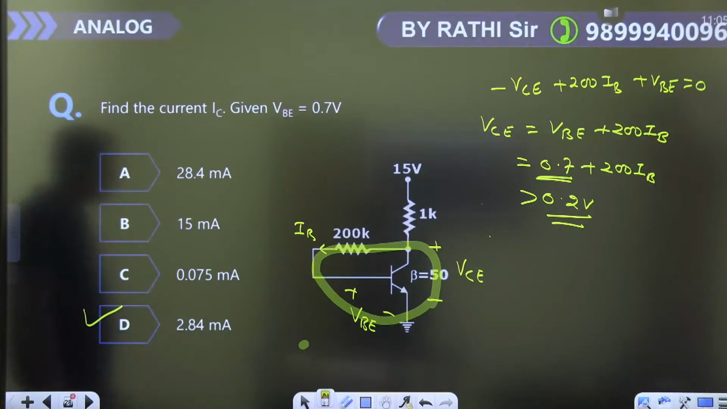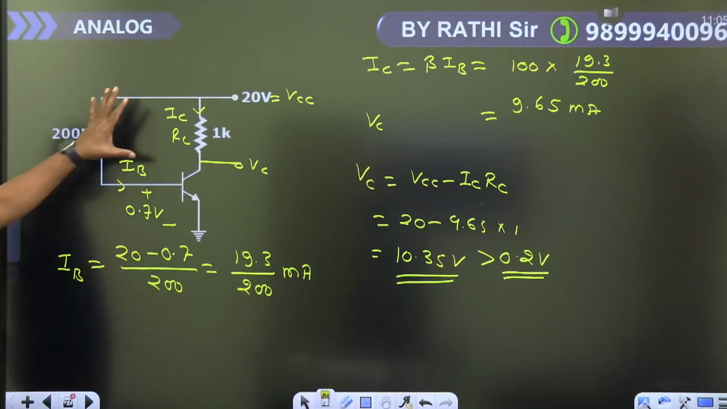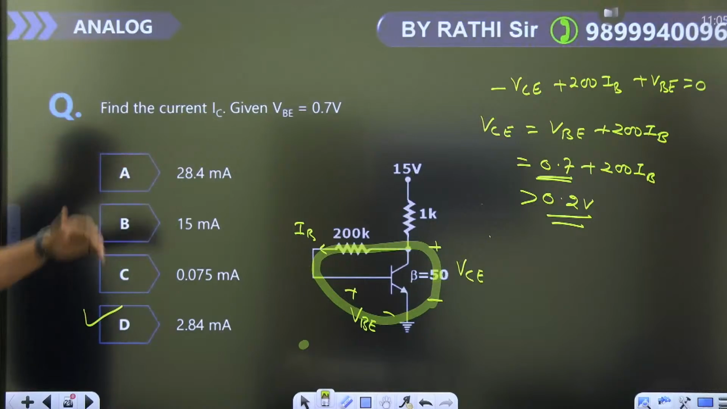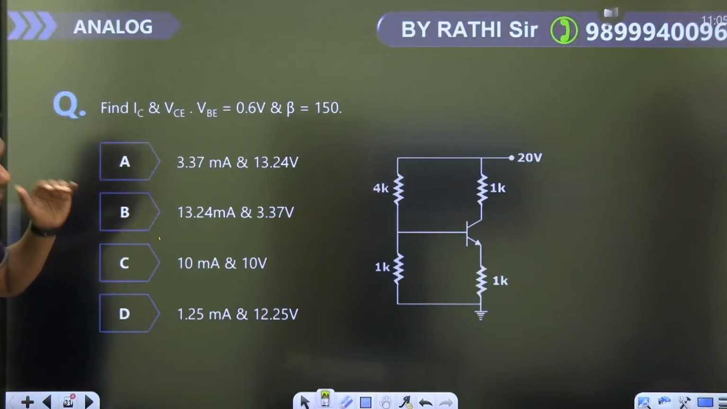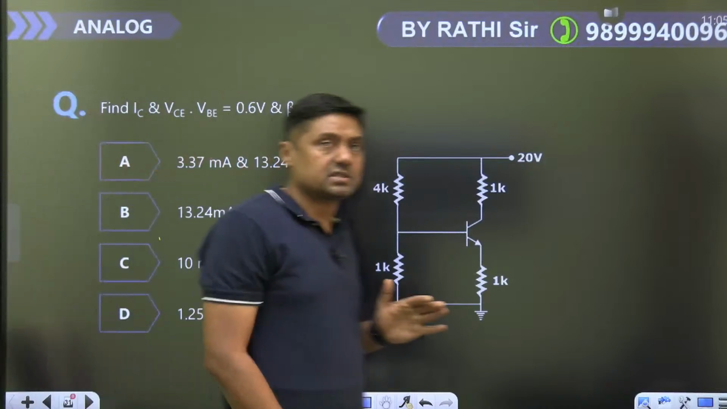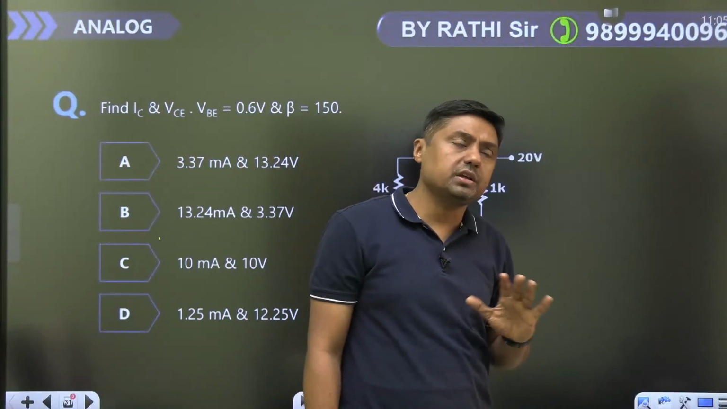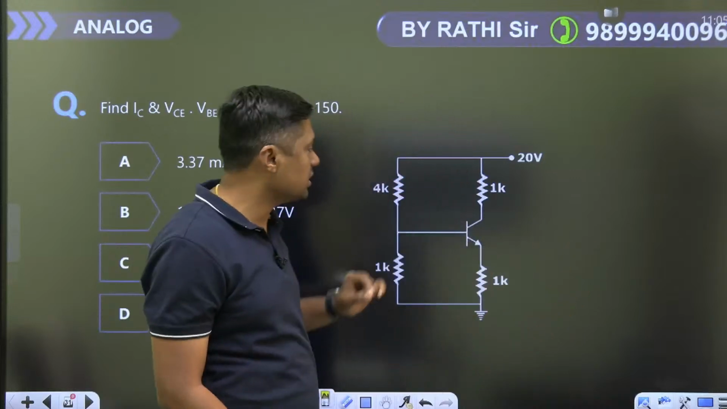Okay. See, the first question I solved was the simple fixed bias circuit. Second, the collector based bias circuit. Now the third question. This is on what? Self biased circuit. So solve one question at a time in a systematic way, and you will get an idea of how to solve the questions.